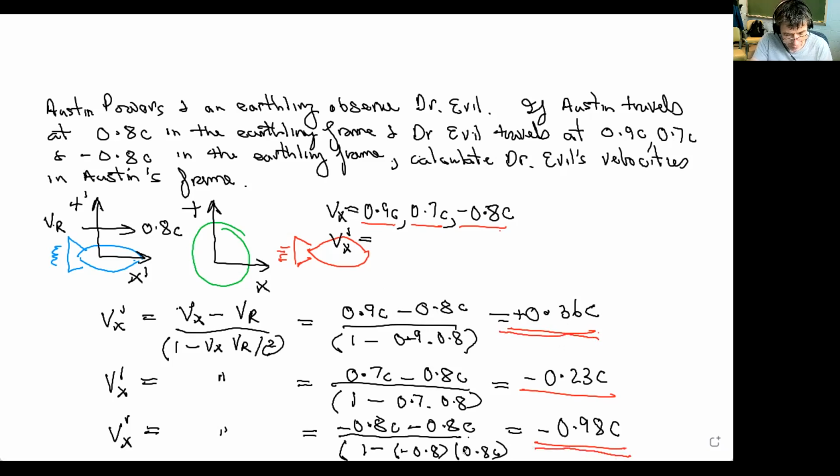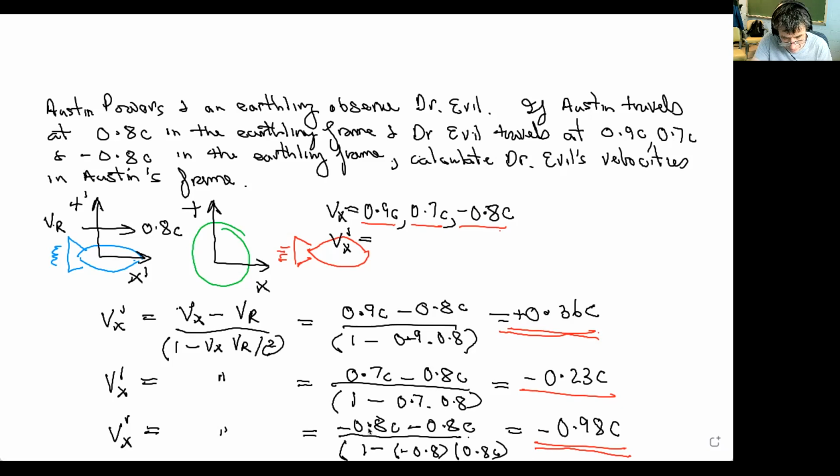In this case, Austin was traveling towards the right at 0.8 times the speed of light. Dr. Evil was traveling towards the left at 0.8 times the speed of light. If it wasn't for the relativistic velocity transform, if it was just that old-fashioned Galilean classical velocity transform, then Dr. Evil would be approaching Austin at 1.6 times the speed of light. The relative velocity of Dr. Evil would be minus 1.6 times the speed of light. But in relativity, the speed of light is an upper limit on speeds, and nothing can travel faster than that.